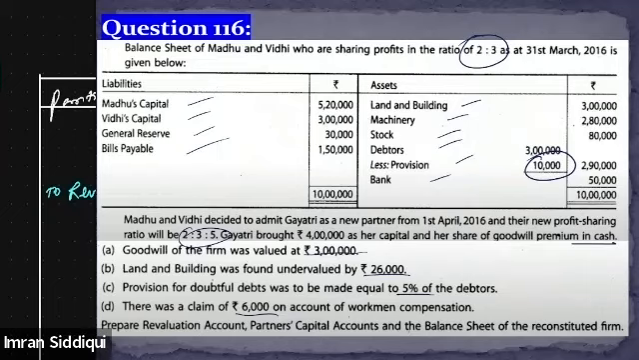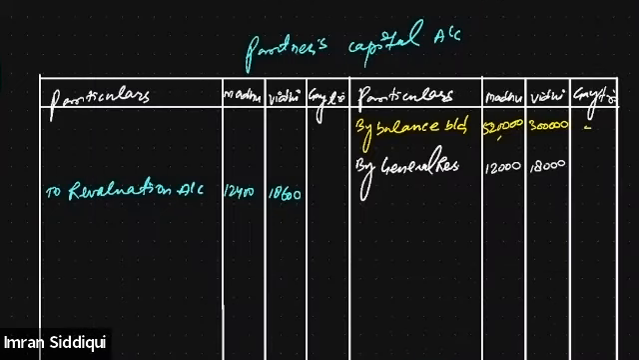Then we have bills payable also. We won't be doing anything about the bills payable. On the asset side, there is nothing that we need to record in the partners' capital accounts. Now moving to the adjustments, it says that Gayatri brought 4 lakh as her capital and her share of goodwill premium in cash. And goodwill of the firm was valued at 3 lakh. First of all, Gayatri is bringing her capital and her share of goodwill premium in cash. So we will be writing this as by cash.